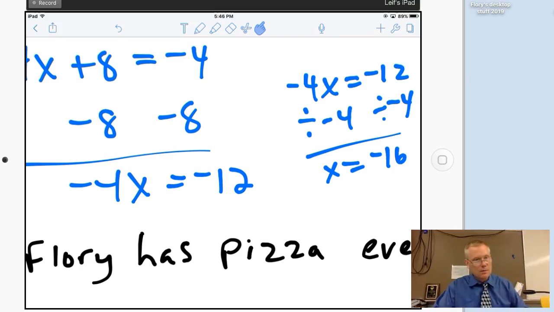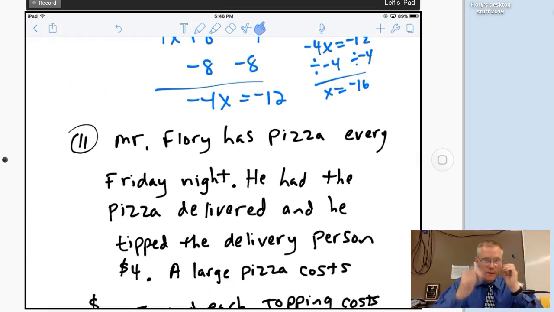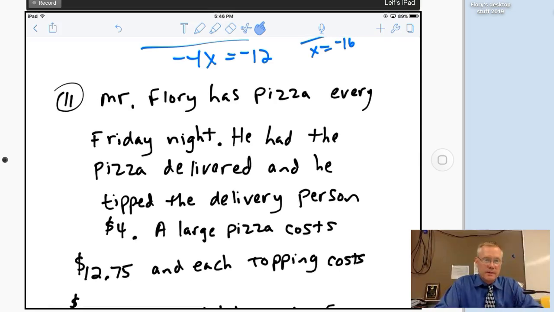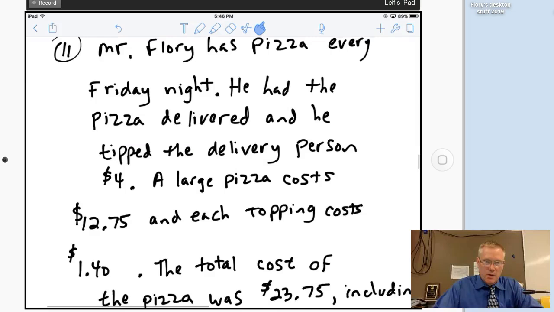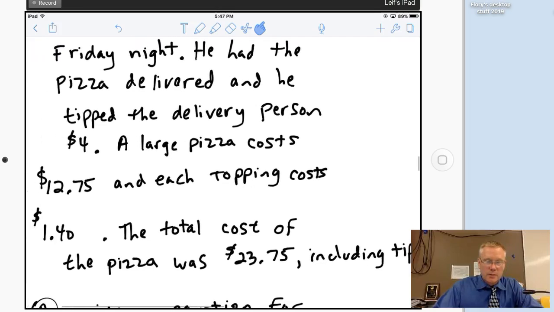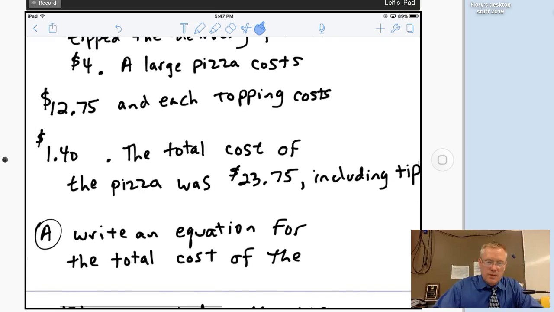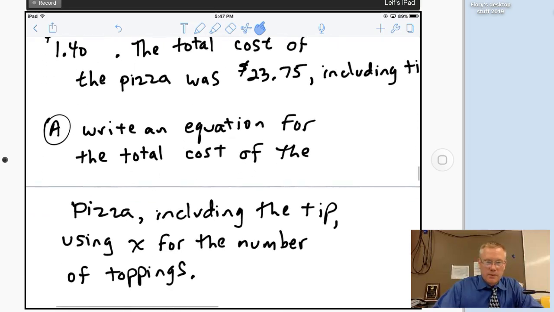Okay? The last one I got here is a word problem. Mr. Flory has a pizza every Friday night. He had the pizza delivered and tipped the delivery person $4. A large pizza cost $12.75. Each topping cost $1.40. The total cost of the pizza was $23.75, including tip. Write an equation for the total cost of the pizza, including the tip, using x for the number of toppings.